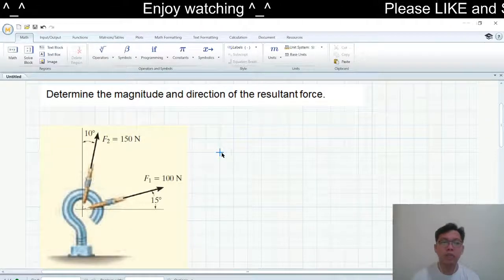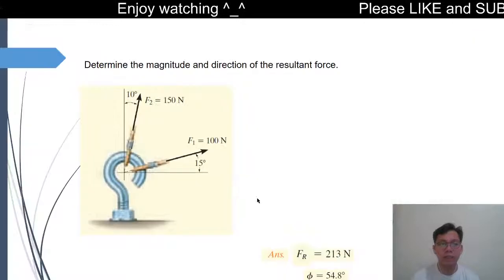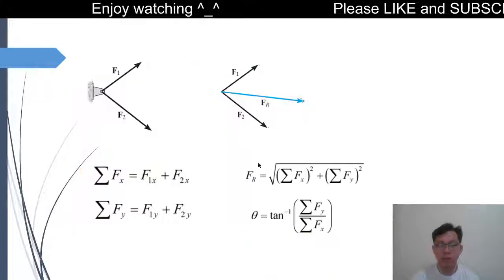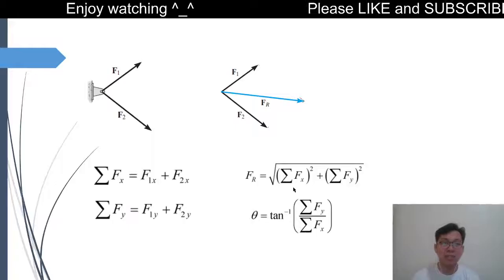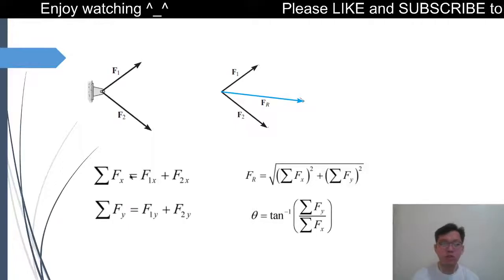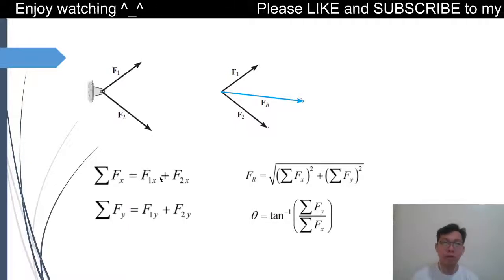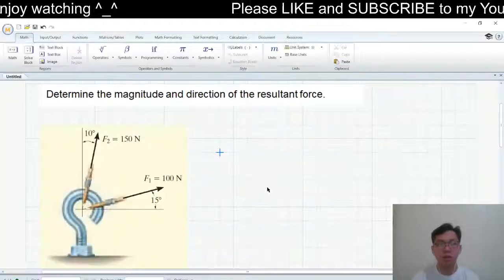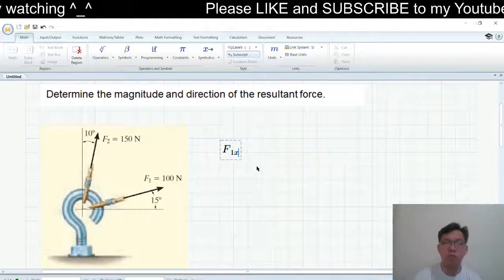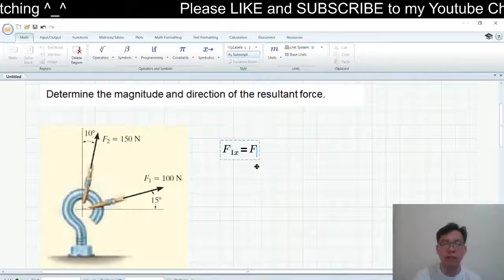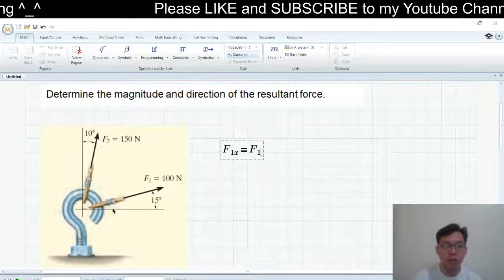Again, to solve for FR, ano yung formula natin? So, ito yung FR. Kailangan natin ng summation. Okay, summation. And then, to solve for these summations, kailangan natin ng components. Okay, so isolve natin yung components. F1x, walang problema. Alam natin yan. Nandito yung F1x.